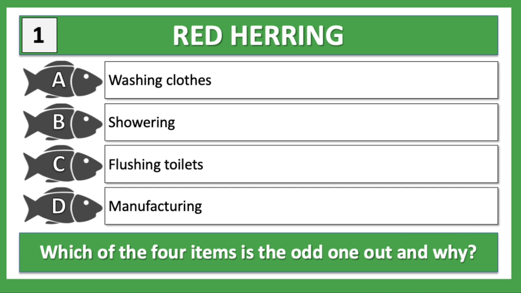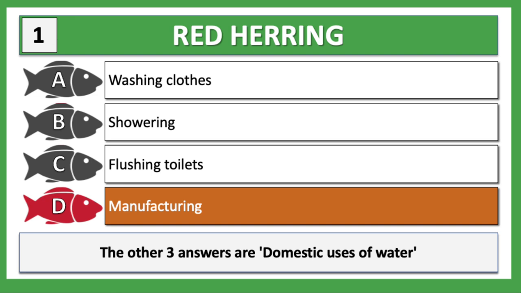So our first one is here. Washing clothes, showering, flushing toilets, and manufacturing. Which of those four is the odd one out and why? If you can pause the video for a moment if you need a little bit of time to think. So let's reveal the answer. Which is the odd one out and why? It is manufacturing, because the other three are domestic uses of water.